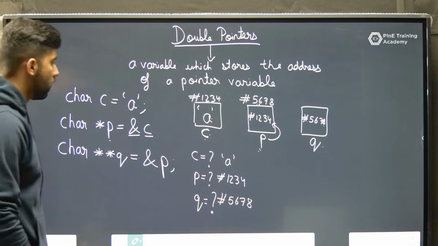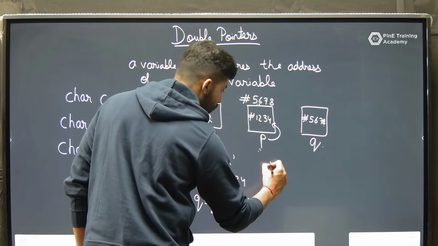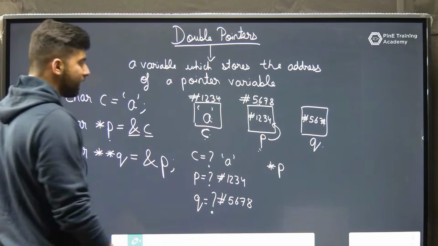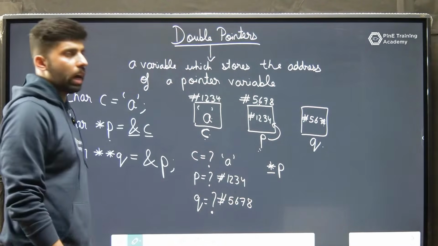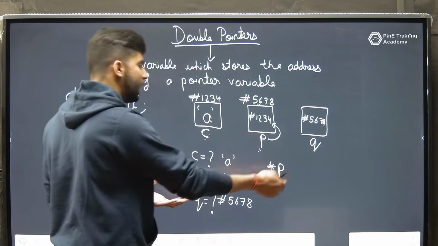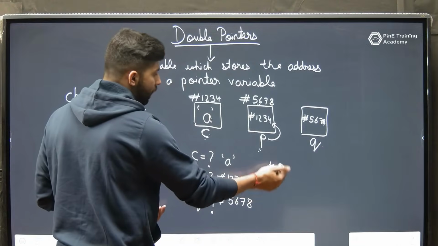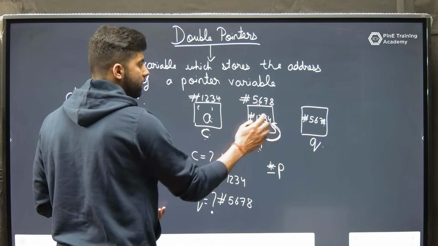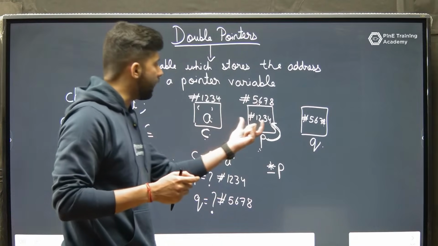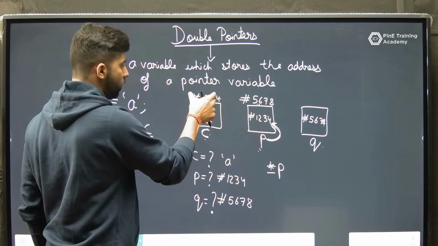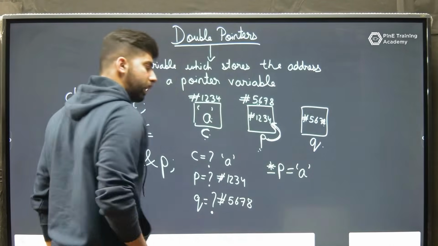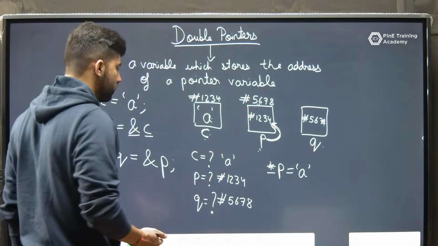What will happen if I print star P? We know that this is now acting as a dereference operator. That means we need to move from address towards its value. So P is storing an address 1234, and we need to move to the value stored at 1234. So 1234 has a value A. So this will print A, right?